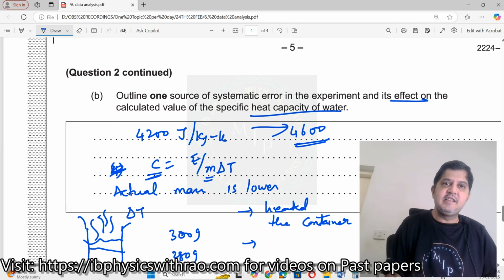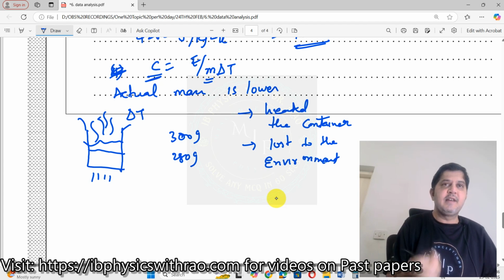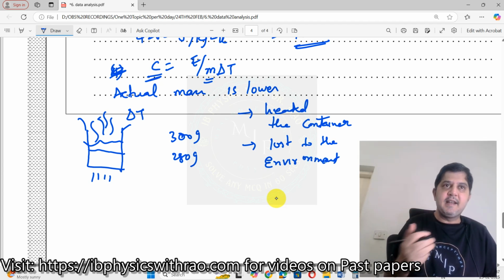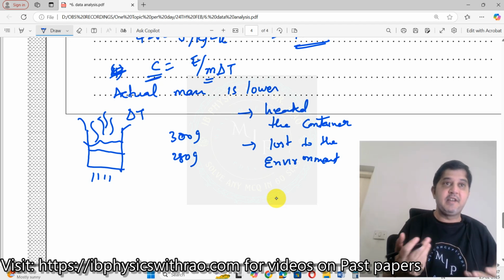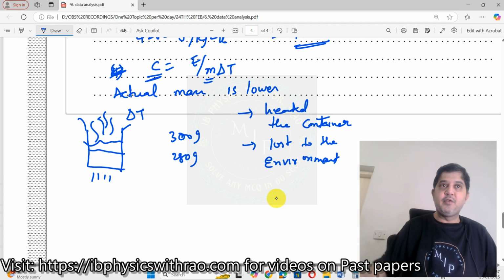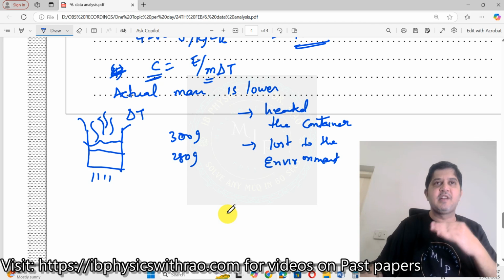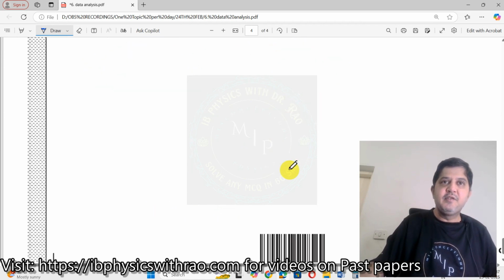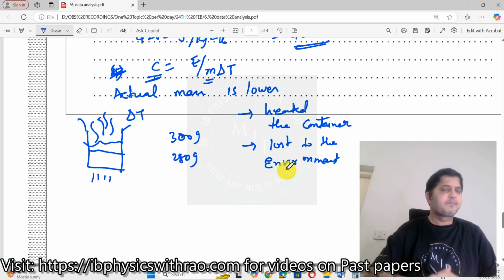Secondly, energy is lost to the environment because the lid was open. We did not look into that either. So the energy that we calculated was much lesser, but the energy actually supplied was much higher. That we did not look into, and this could also be a systematic error. Therefore, if you want to conduct this experiment, you need to close the lid, and every time you need to monitor the mass of the water. So with this, I think we have come to an end of both the questions.